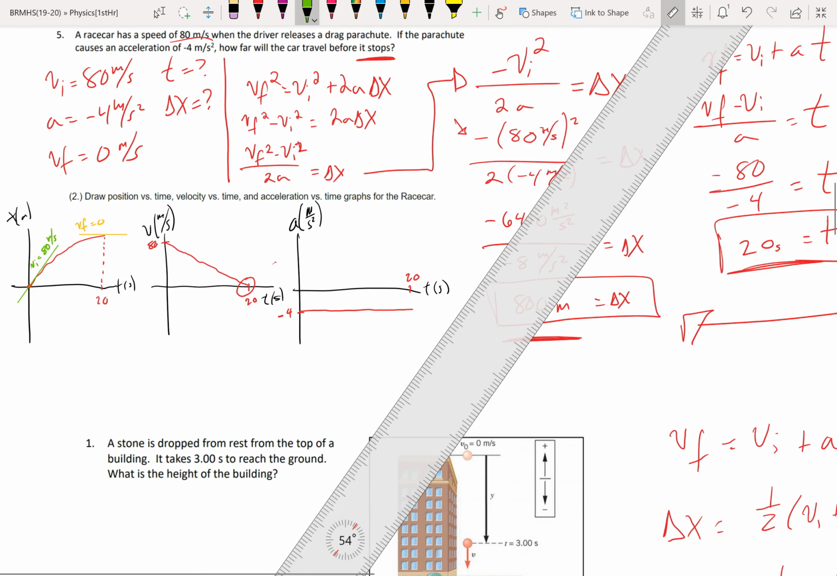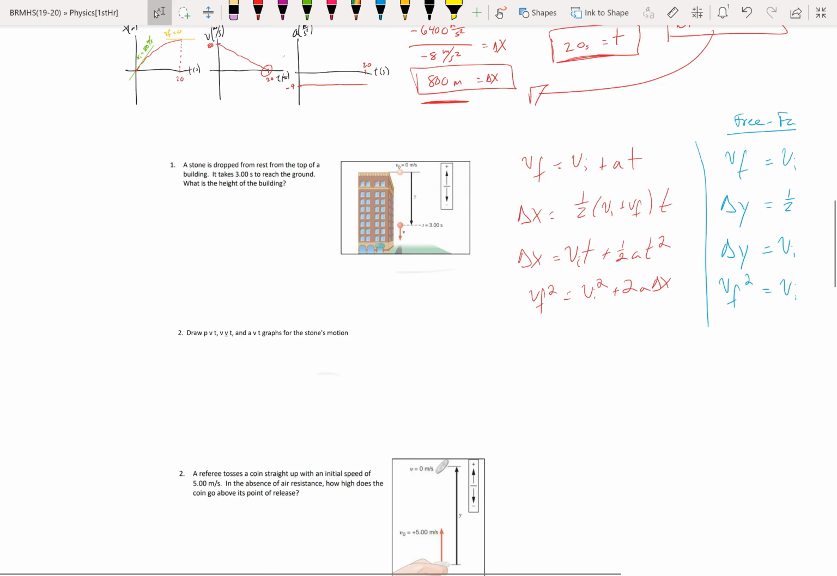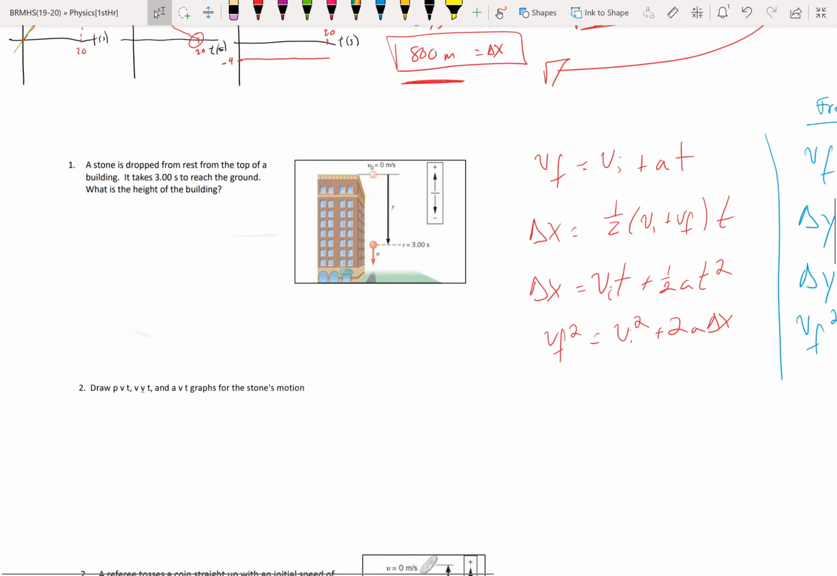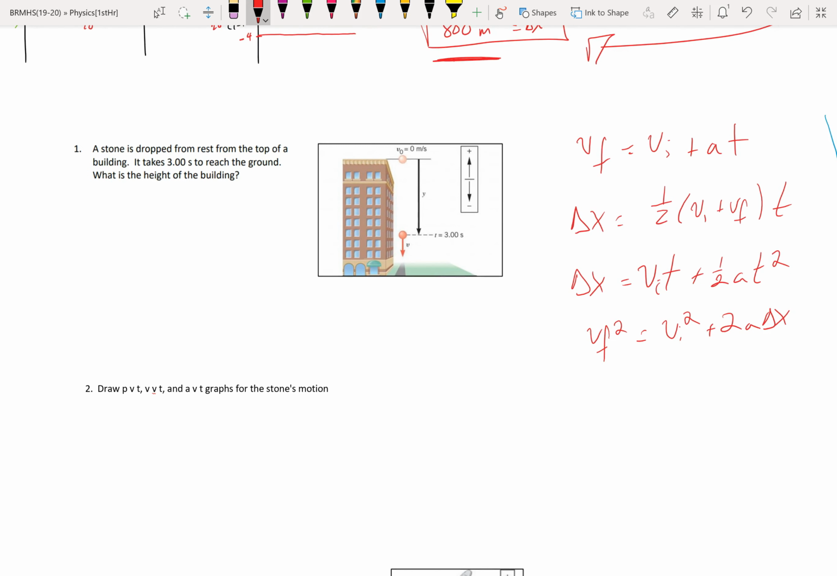Okay. All right, free fall problems. I still have my equations listed over here for free fall. One of the issues is making sure to use the appropriate pluses and minuses. So in this case, I'll solve it the way the problem indicates as far as the directions are concerned. So down is the negative direction. So a stone is dropped from rest. Okay, v_i is 0. From the top of a building, it takes 3 seconds, okay, 3 second time, to reach the ground. What is the height of the building?